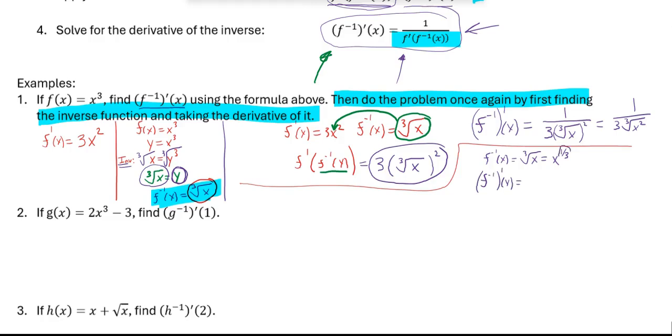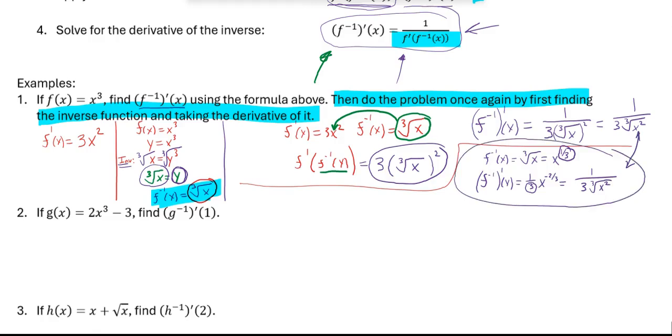So let's use the power rule. Bring the power down, 1/3. Reduce the power by 1. 1/3 take away 1 is negative 2/3. If you rewrite this, you have 1 over, we got this 3 down here already. Remember, x to the negative 2/3 means reciprocate it, so it's x squared over the third root. We have an identical answer. This probably felt way easier, and in that case, it was easier.